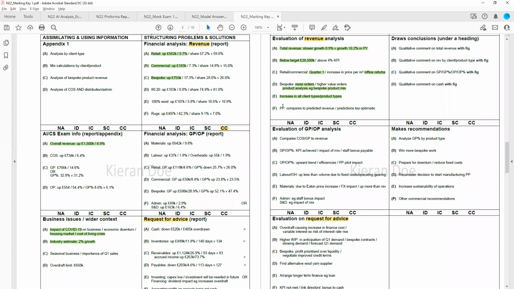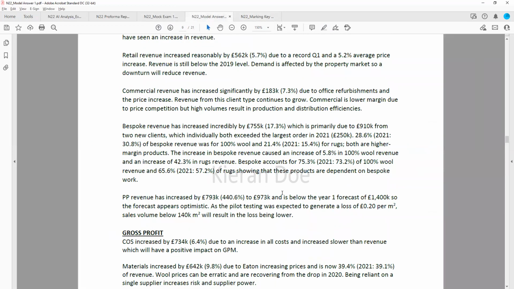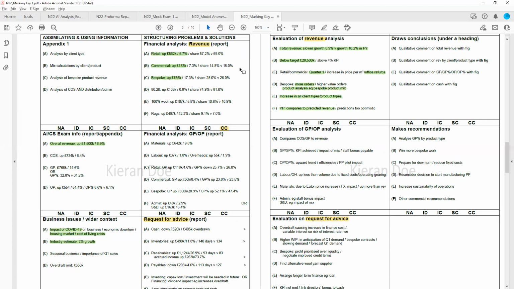So that actually ended up being in this box, probably because there just wasn't any more room in here. We compared it to the predicted revenue and said the predictions were too optimistic as well. So we had the number there for PP. So there we are. So that's our revenue section.